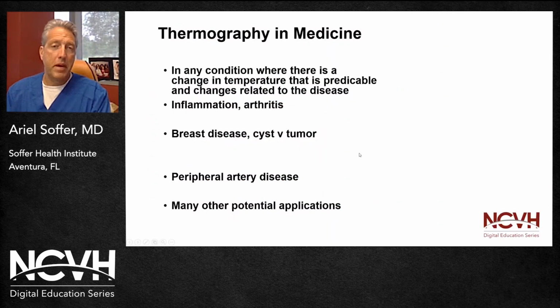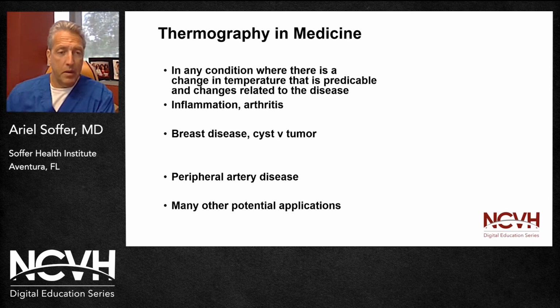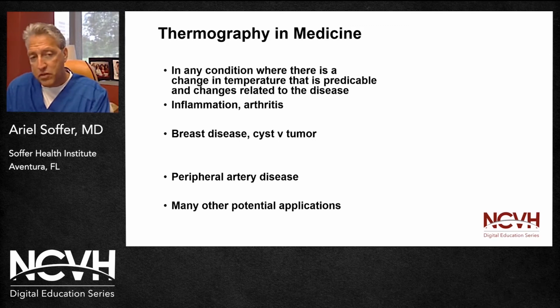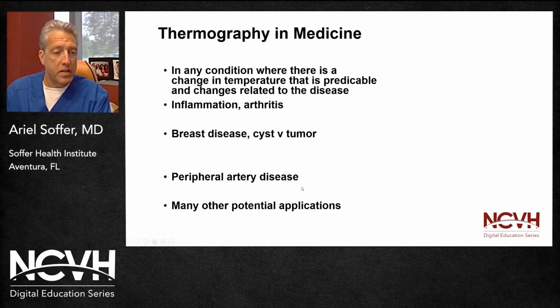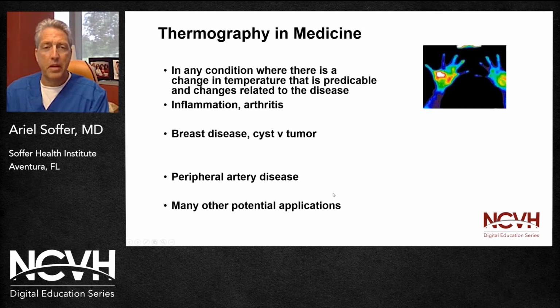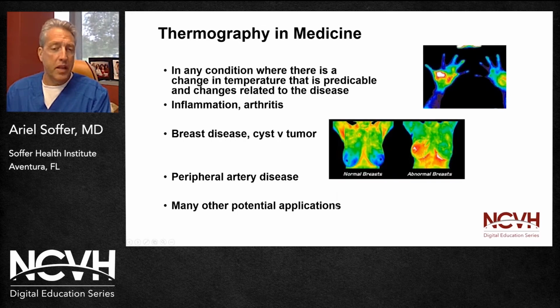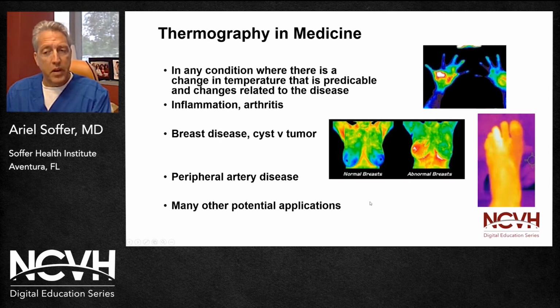So thermography in medicine has been a recent evolution, and in any medical condition where there's a change in temperature, there's a predictable change related to the disease. Inflammation, arthritis would be something obvious that could heat up. Breast disease, a cyst, say, versus a tumor. Peripheral artery disease are obvious. Many other applications exist.